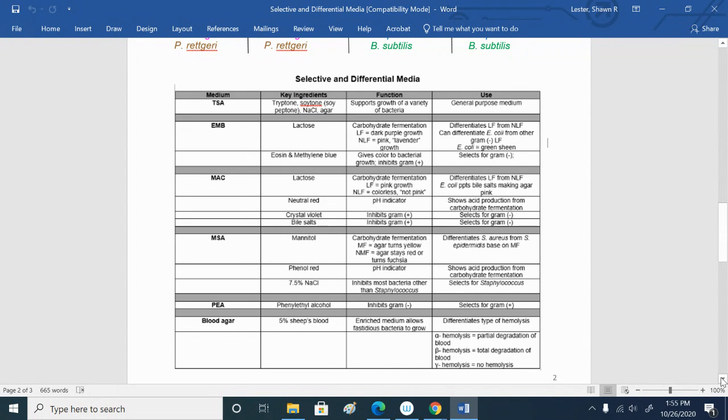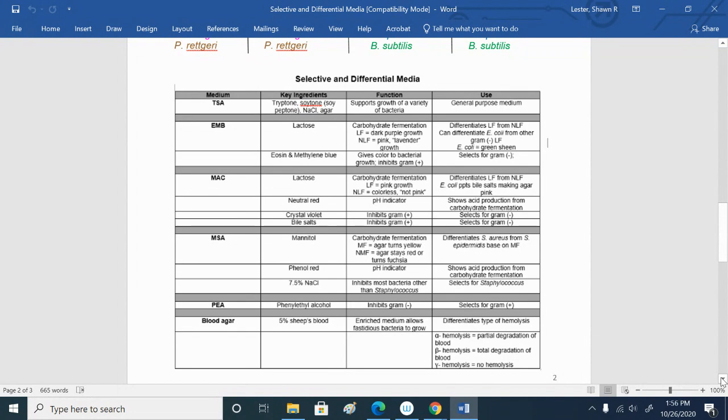For MAC, a key ingredient, again lactose, so we can see lactose fermentation, but the colors are completely different. On the MacConkey plate, a lactose fermenter is pink, and it's a magenta pink color. Non-lactose fermenters are not pink. It's just the color of the bacterial growth. We have neutral red, which is a pH indicator, which helps the pink color to develop. And then we have crystal violet and bile salts, which both inhibit gram-positive bacteria.